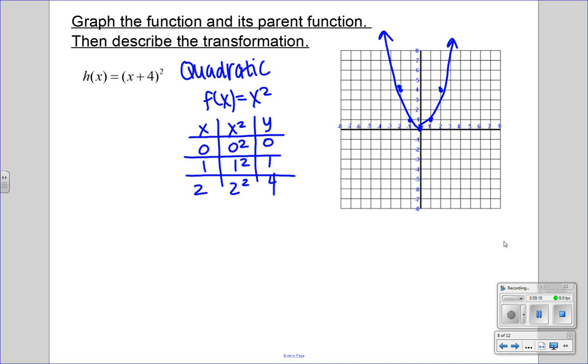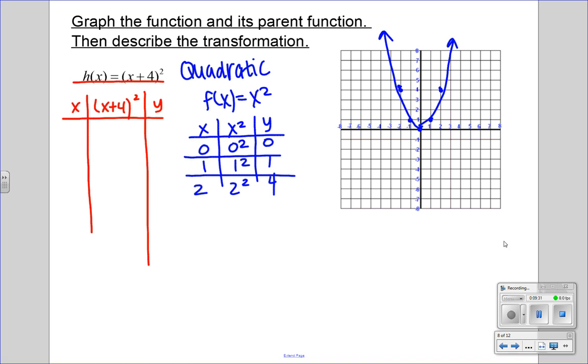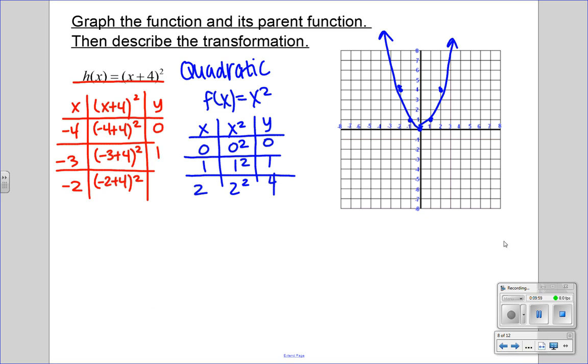like that. Okay, so now let's do a table of values for our h of x, x plus 4 squared. And I'm going to choose -4, -3, and -2. I'm going to choose those values for this parabola. Okay, so I'm going to do -4 plus 4 squared, -3 plus 4 squared, and negative 2 plus 4 squared. So I'm going to get 0, 1, and 4. So I have a negative 4, 0, negative 3, 1, and let's reflect that over, and then negative 2, 4. Okay, reflect it over. And here we go. Here is our h of x function.